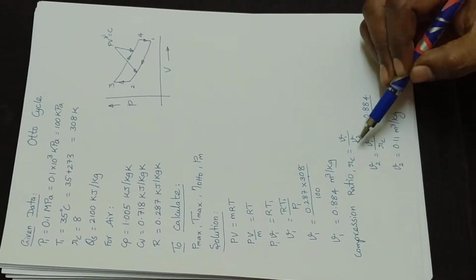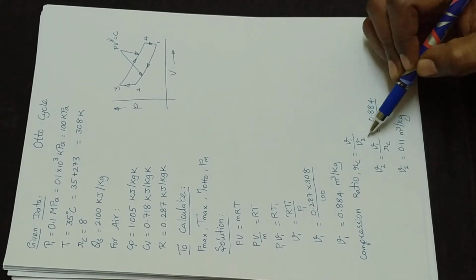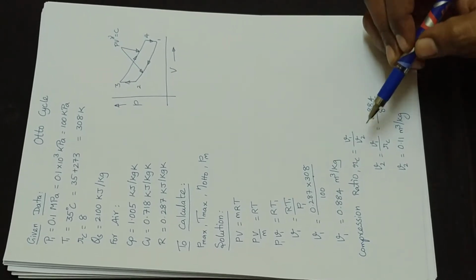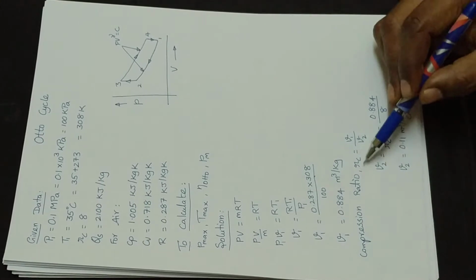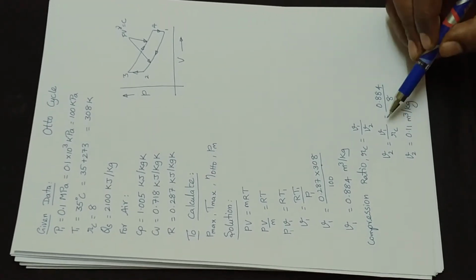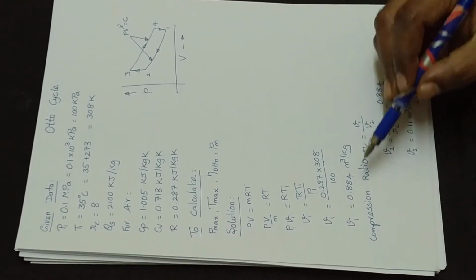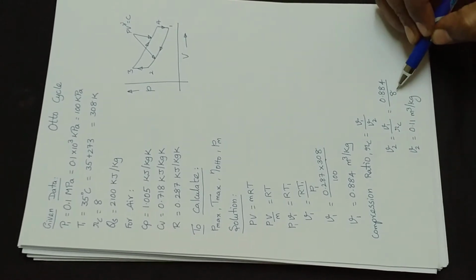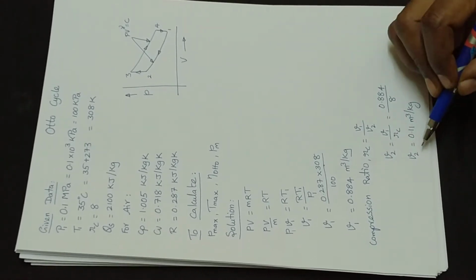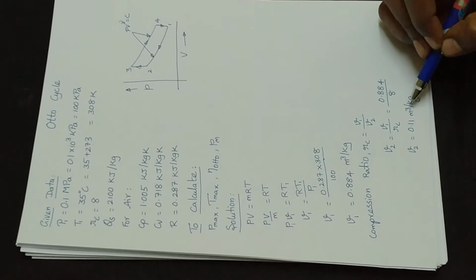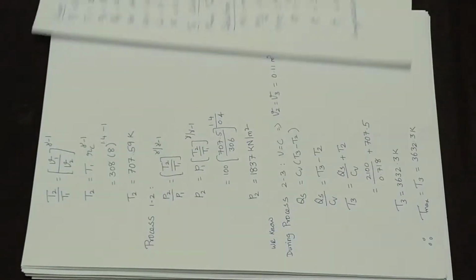Now the compression ratio RC is nothing but V1 by V2, total cylinder volume by clearance volume. From this we can find V2 is equal to V1 by RC, where V1 is 0.884, which we just found, and RC is 8, given in the problem. So we get V2 is equal to 0.11 meter cube per kilogram.